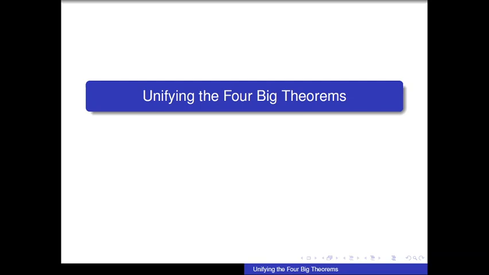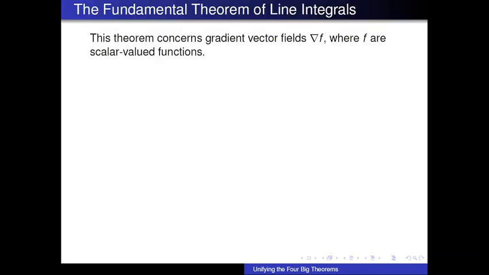So before we do any unifying, let's first just go back and restate these four big theorems and maybe even start to look for some similarities between them all. So the first one we learned was the fundamental theorem of line integrals. And this one was about conservative vector fields, right? The vector fields that were the gradient of some scalar valued function little f.